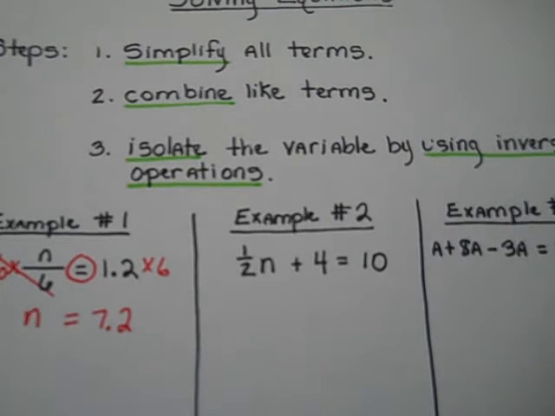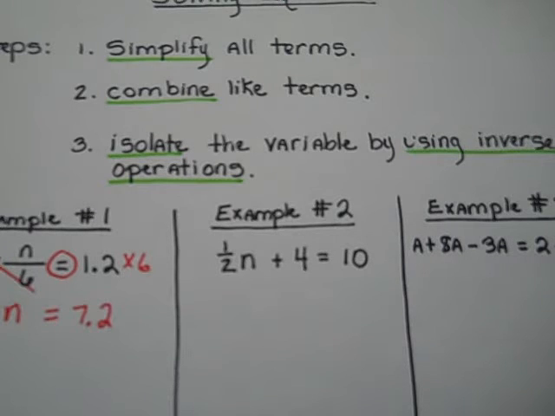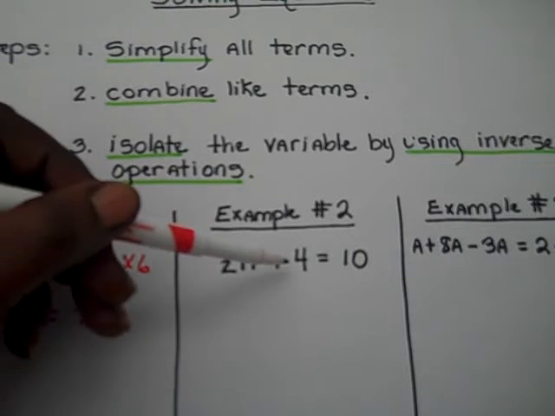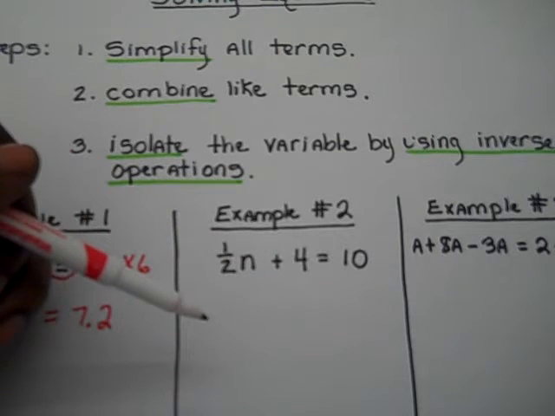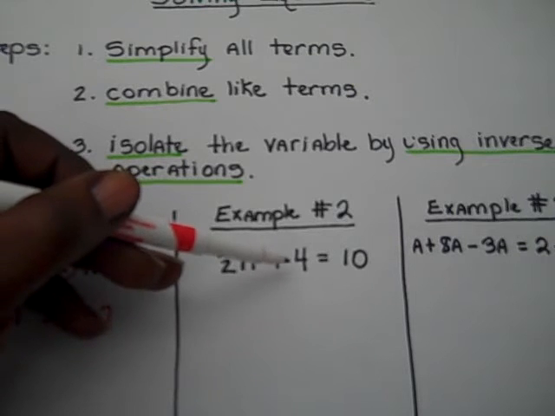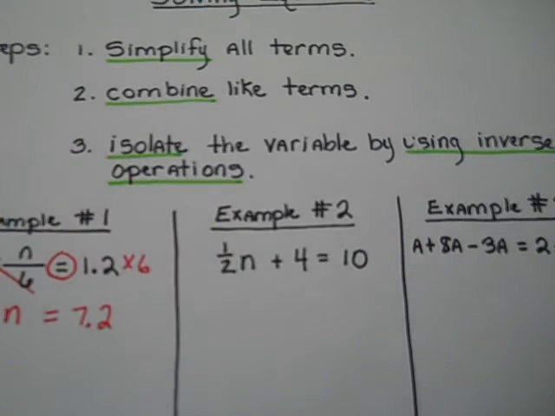Now, number 2 is a little different. Number 2 is no longer a one-step equation. This is called a two-step equation. It's called a two-step because you have two operations. We have multiplication. This 1/2 is being multiplied by the variable n. And to that, we are adding a 4. So we have two different operations, hence the name a two-step equation.